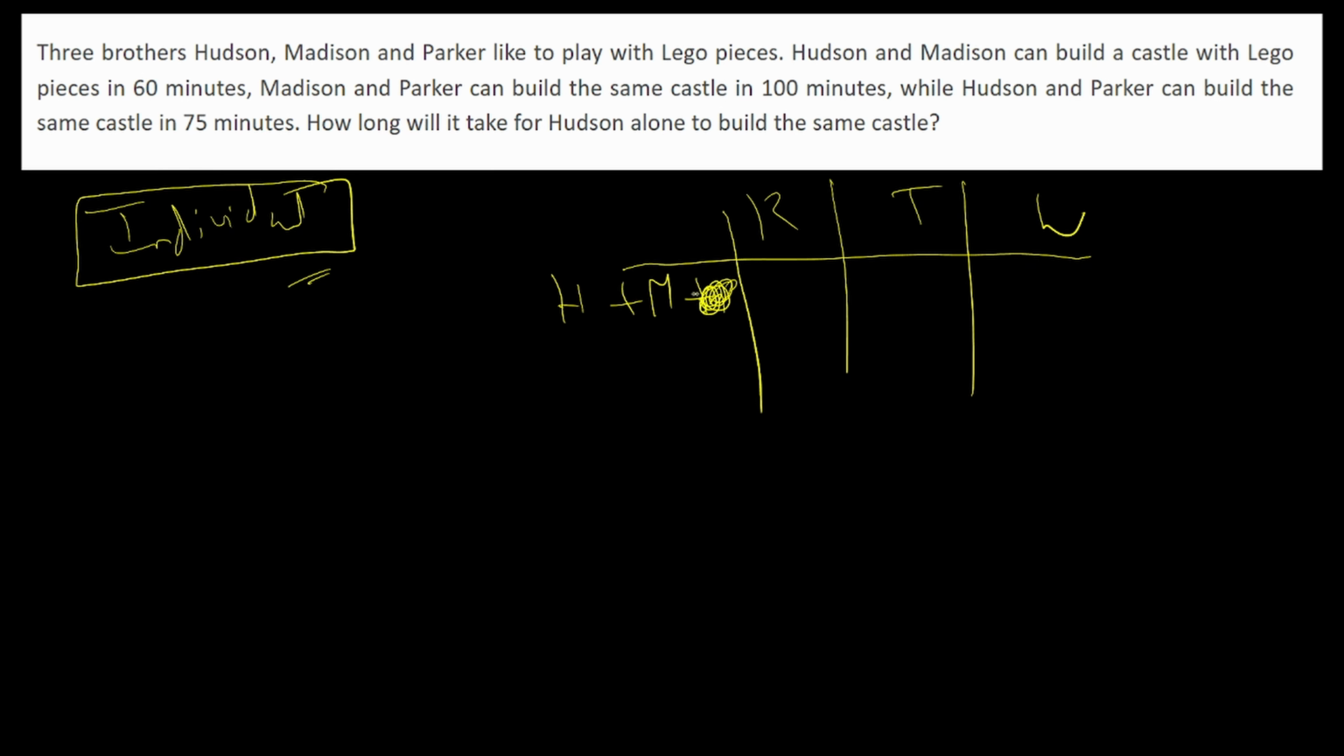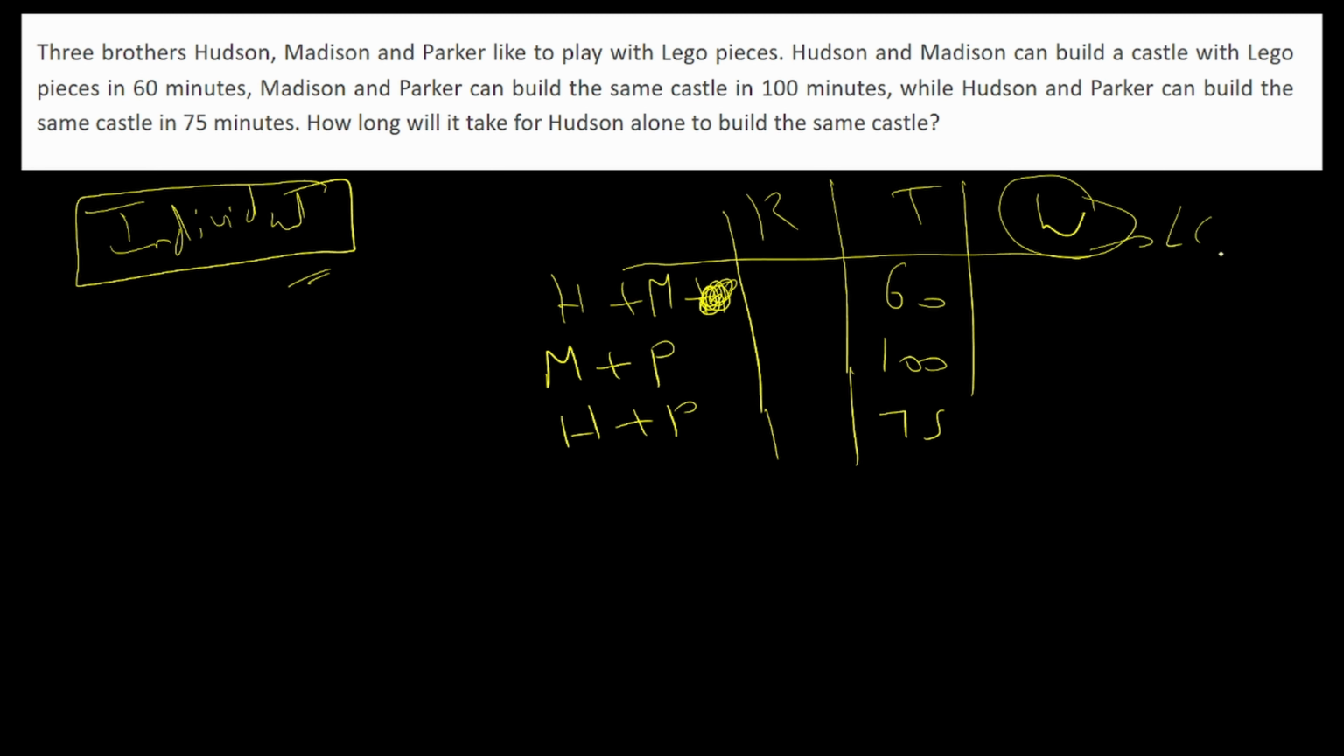H and M can build a castle with Lego pieces in 60 minutes. It is given. Madison and Parker can build the same castle in 100 minutes. It is also given. While Hudson and Parker can build the same castle in 75 minutes. It is also given. Now I want to find out the work, and I already told you whenever you have all the values of time given, take the work as the LCM of 60, 100 and 75.